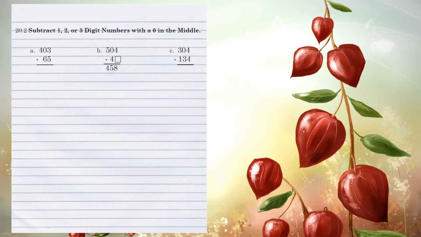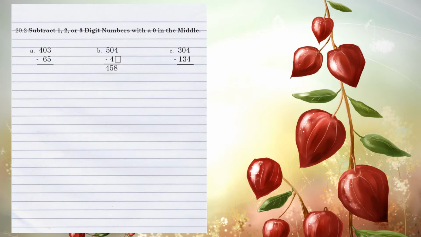Unit 20.2, subtracting 1, 2, or 3-digit numbers with a 0 in the middle. Let's look at example A. If we look at the ones column, you cannot take 5 from 3. So therefore we have to borrow. But there's nothing in the tens column to borrow, so we have to jump over to the hundreds column. We want to borrow from that 4, make it a 3. That does make that 0 a 10.